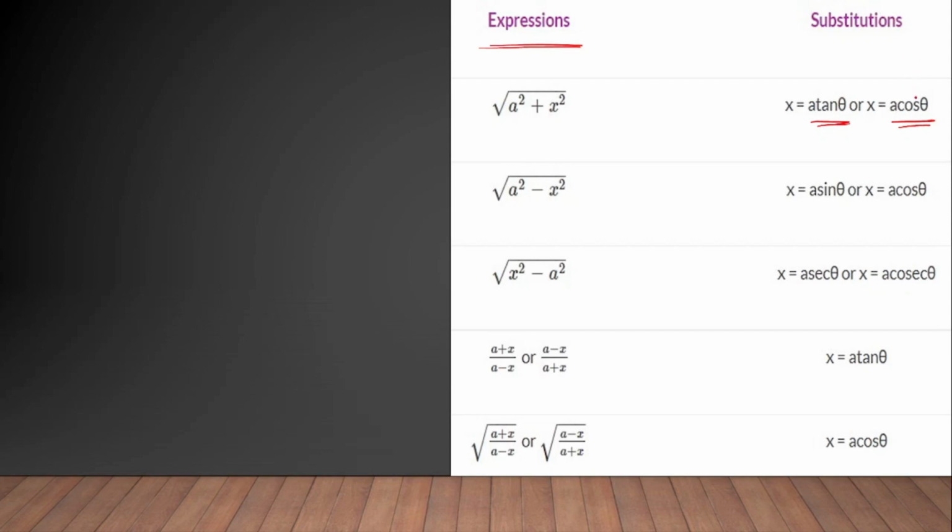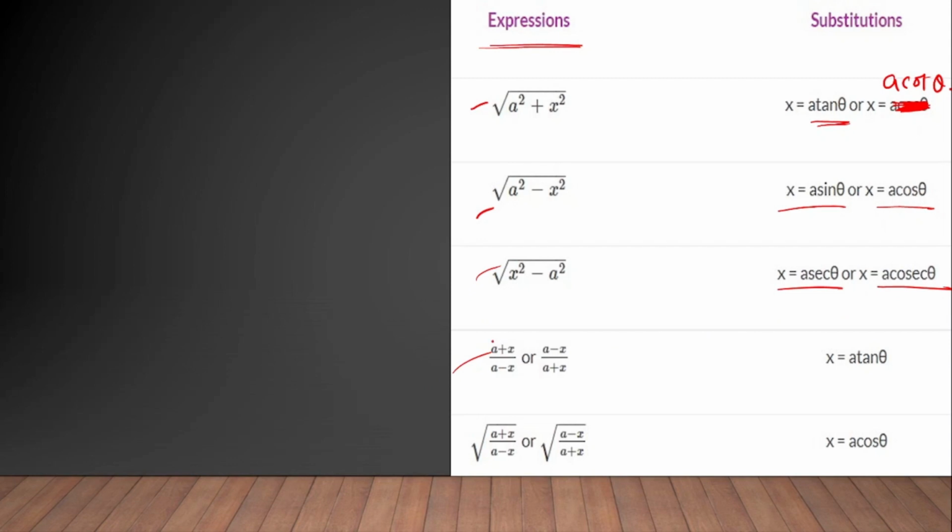Sorry, this is a major mistake, this will be a cot theta. Okay, I am writing down, this will be a cot theta. And also for this expression, root under a square minus x square, we can write x equals to a sin theta or x equals to a cos theta. Okay, and for these types of function, root under x square minus a square, we can write x equals to a sec theta, and x equals to a cosec theta we can write.